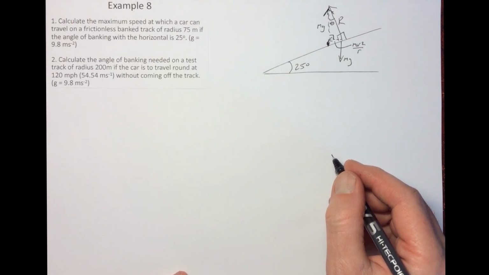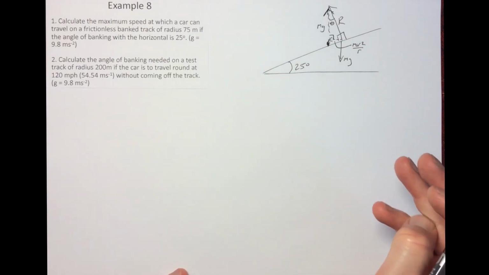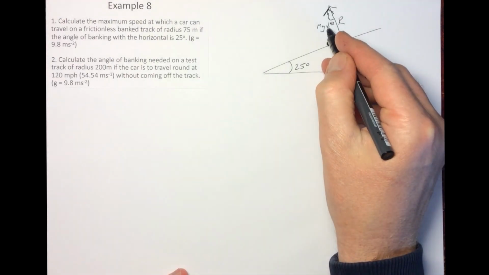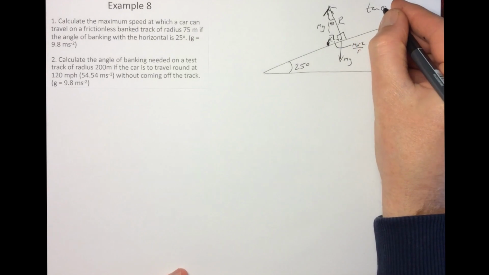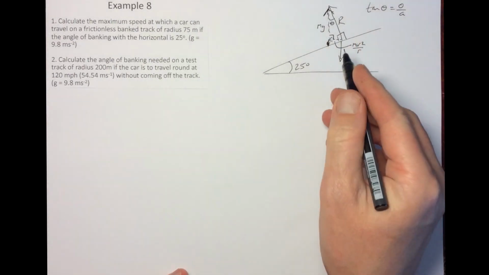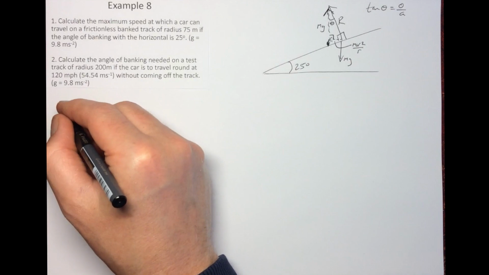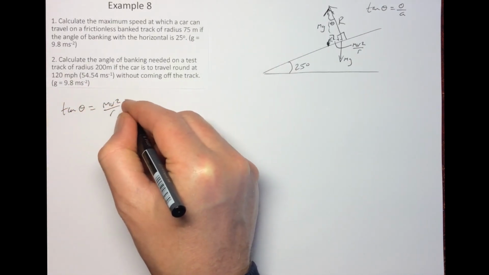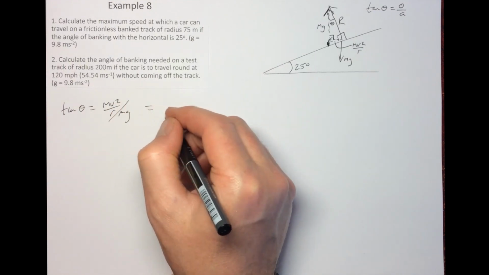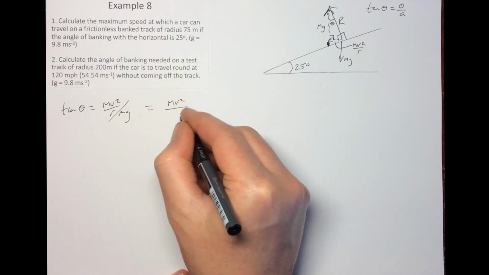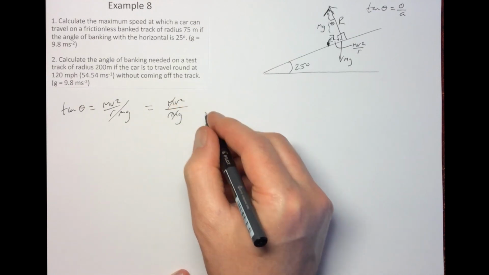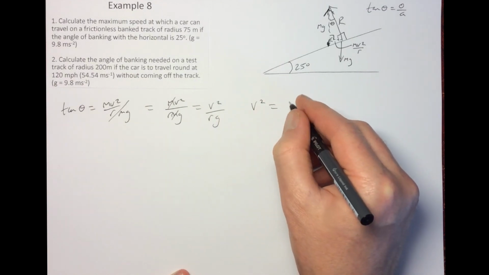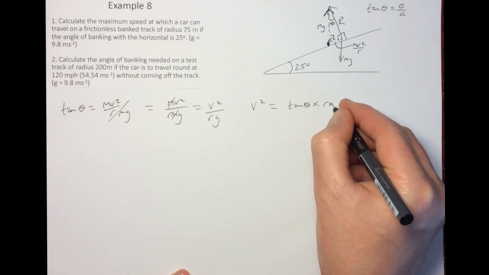So we're asked to work out the maximum speed at which the car can travel. So the way to do this is to think about the fact that tan theta is equal to opposite over adjacent. So tan theta equals mv squared on r divided by mg, and the m's cancel out, so it's equal to v squared over rg. So v squared is going to be equal to tan theta multiplied by rg.